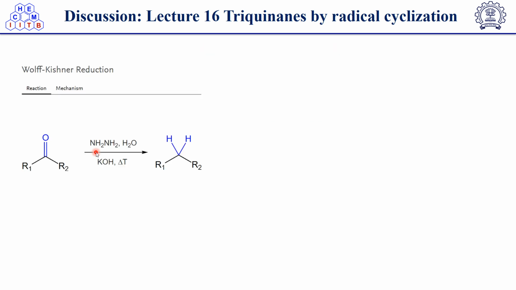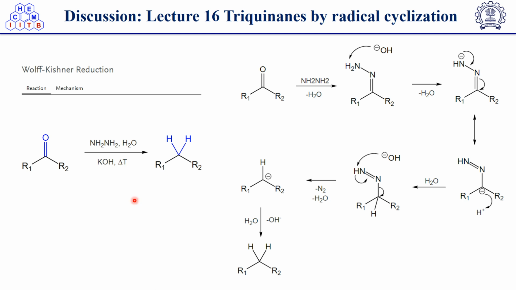This is the Wolff-Kishner reduction, in which a ketone is converted into the corresponding alkane by using hydrazine and water, with KOH as base. The mechanism is that first, with the treatment of hydrazine, it will form the hydrazone. From this hydrazone, the hydroxide from KOH will abstract a proton, resulting in the formation of this compound. In this intermediate, the negative charge comes over here, and that will get quenched with one proton to get this product.